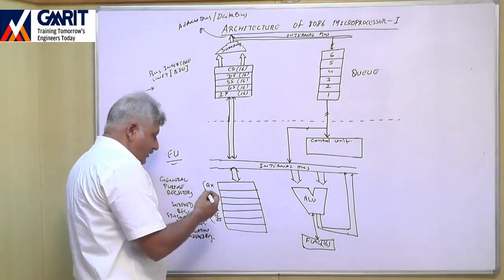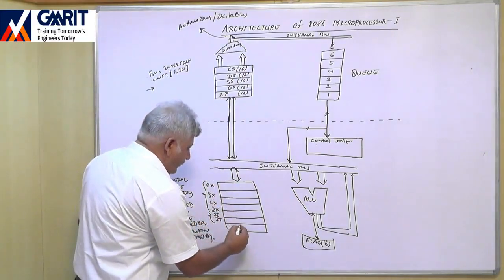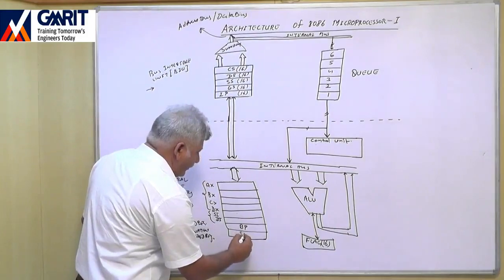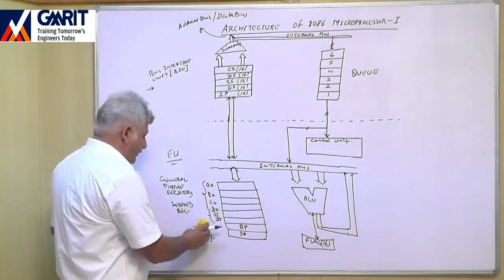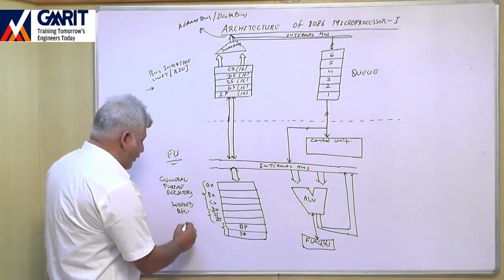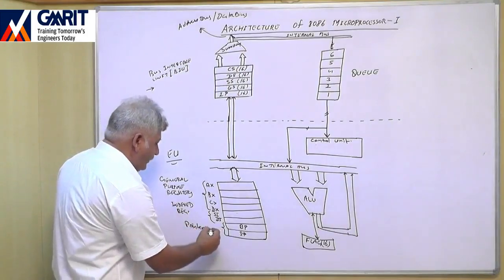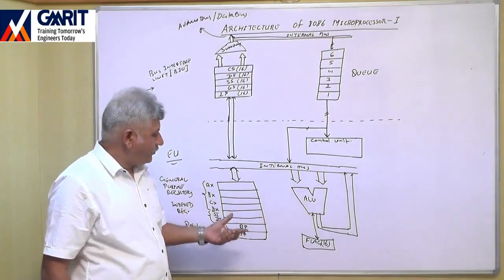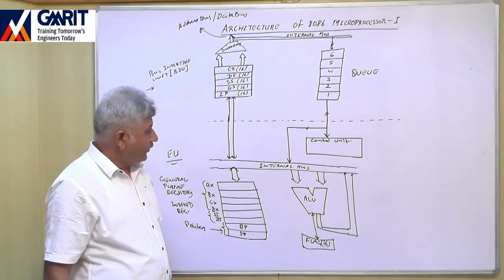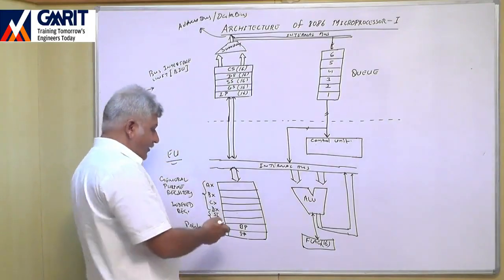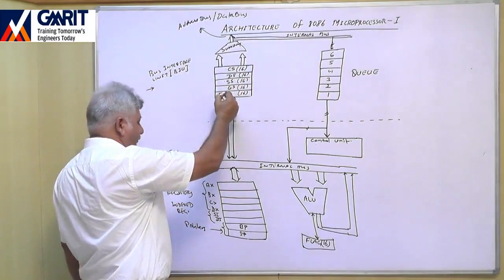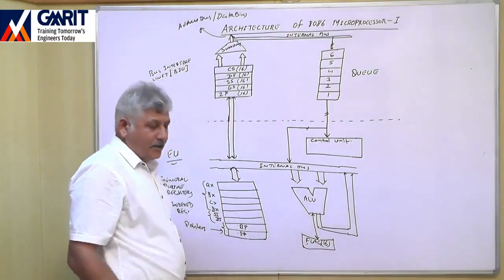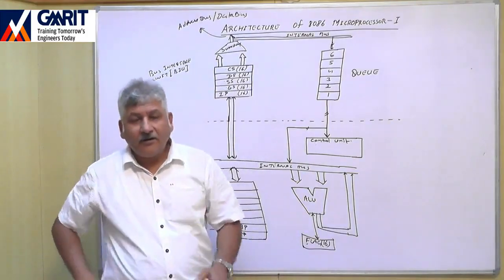And there is the base pointer, BP, and there is another register called the stack pointer, SP. So after the index registers, there are two more registers called pointers. BP means base pointer and SP means stack pointer. They have some special work, so we will discuss that afterward. Now you just calculate how many total registers we have written here: 1, 2, 3, 4, 5, 6, 7, 8, 9, 10, 11, 12, 13 and 14. These are the total 14 registers of the 8086 processor.